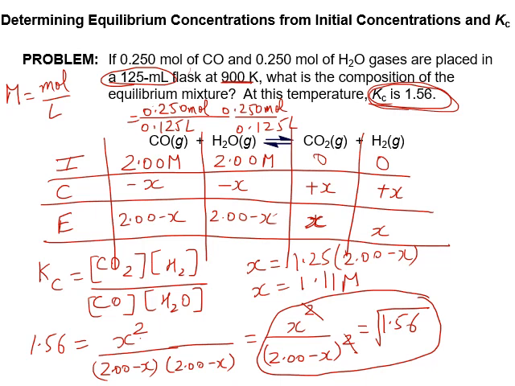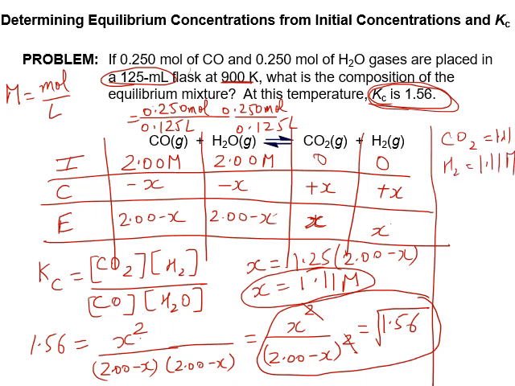Now that I know what my x is, I can find what is the component that is present. I have x of this, which means I have how much is left. I'll just put the answers here. CO2 that I have is 1.11. Hydrogen that is left is also 1.11. The CO that I have left is same as water, which is 2.00 minus x. So 2.00 minus 1.11 will give you 0.89 molar. So that is your final answer.